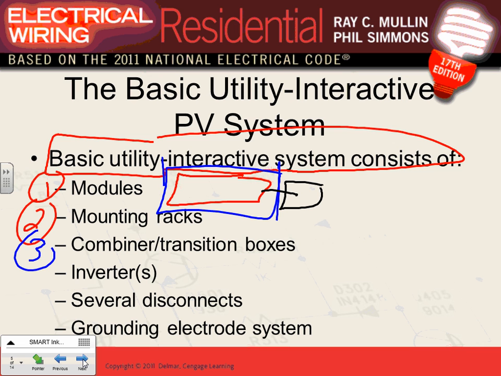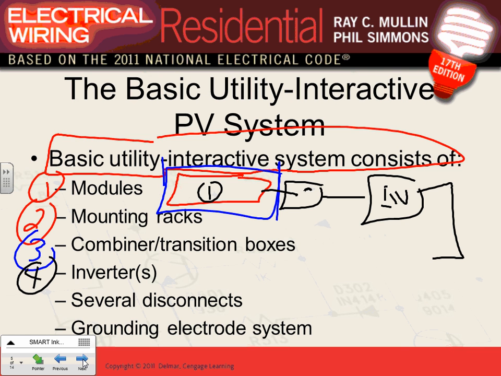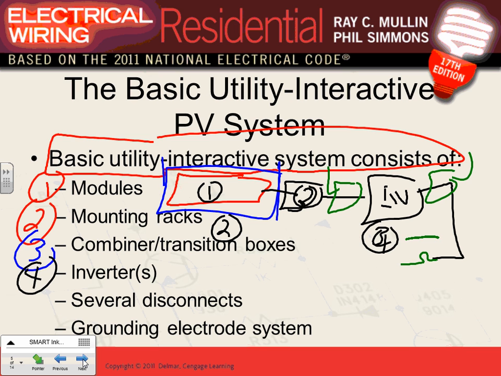And number four, you need an inverter. You have an inverter to invert that system, right? So here's my inverter, because this is number four. Number one is the panel, number two is the hardware, number three is the combiner, inverter is number four, and then several disconnects. They put a couple of disconnects, one here and one here by code, and a grounding system, and then they tie it to the panel.